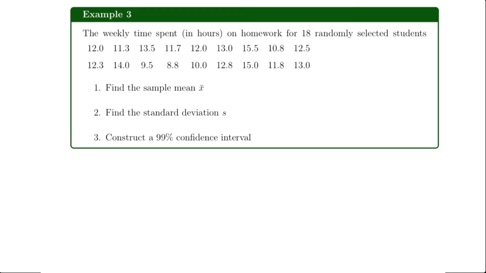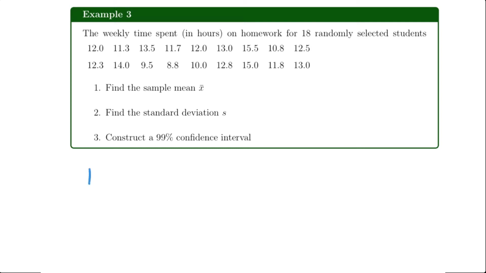Let's take a look at this example. The weekly time spent in hours on homework for 18 randomly selected students is the following. So I want to find the sample mean, x bar, find the standard deviation, s, and again that is the sample standard deviation, and then I want to construct a 99% confidence interval. Now the reason that this is a t-distribution is that the sample size 18 is less than 30, and there's no population standard deviation given.